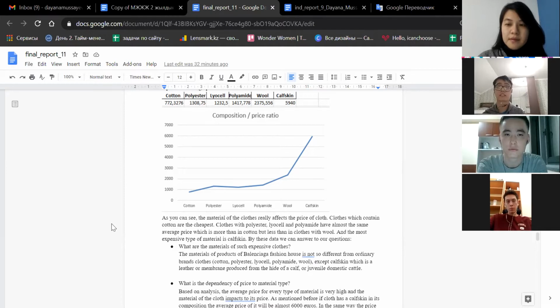For example, I can say that the price for the clothes with lyocell or polyester is almost $1,300, but for the clothes with cotton, it's about 800 euros. So let's turn to the next analysis related to the countries.